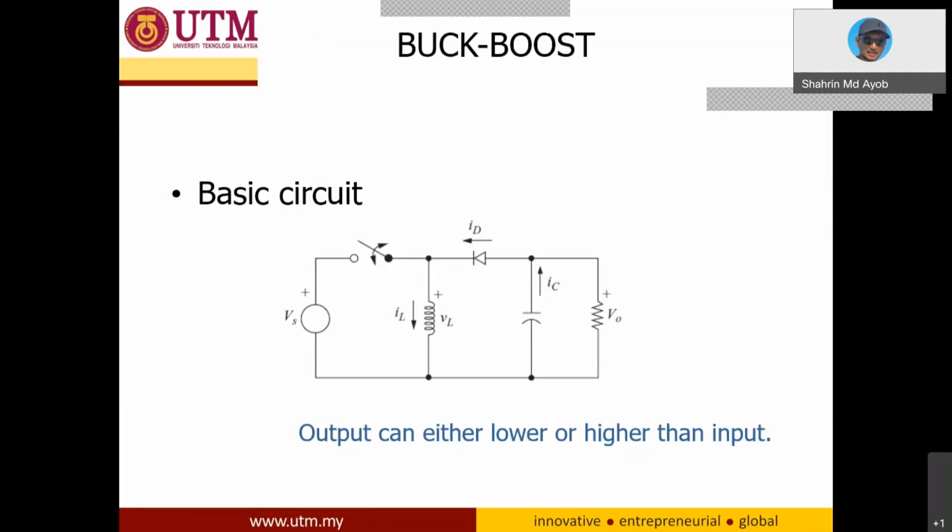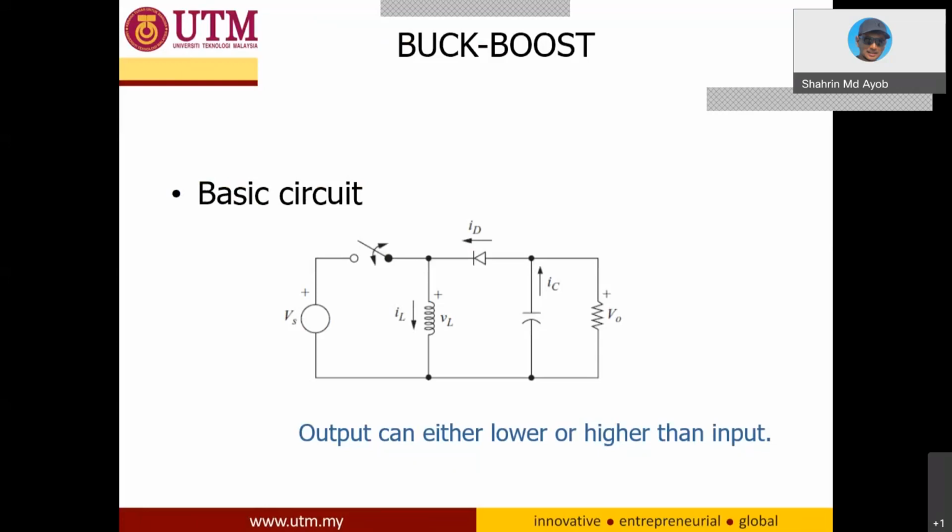So the buck boost converter, as reflected by its name, can step down or step up the output voltage depending on the value of the duty cycle. I hope you already know the duty cycle is the ratio between T on over T.